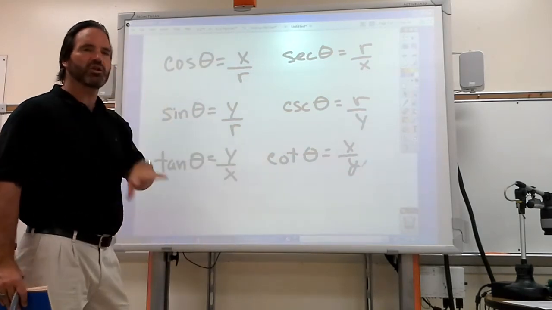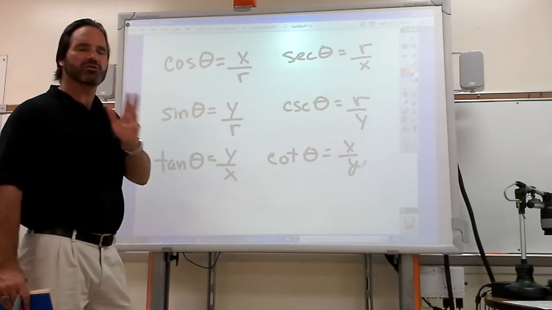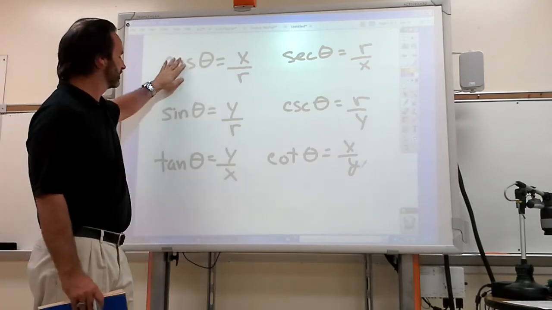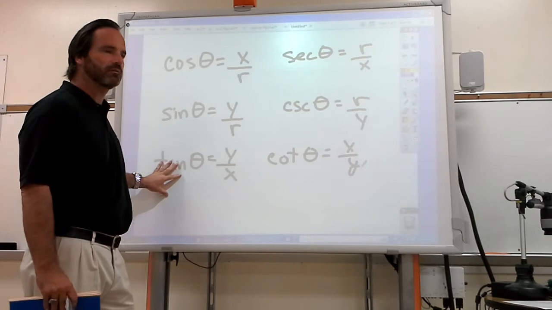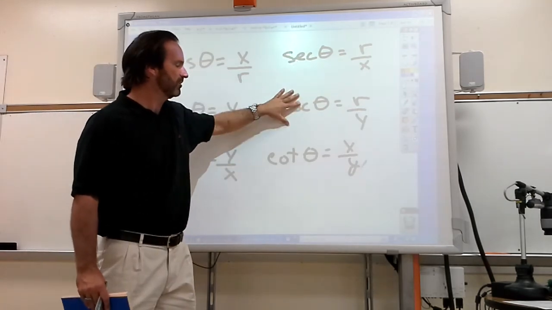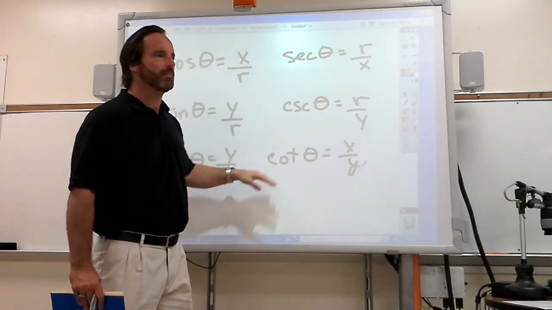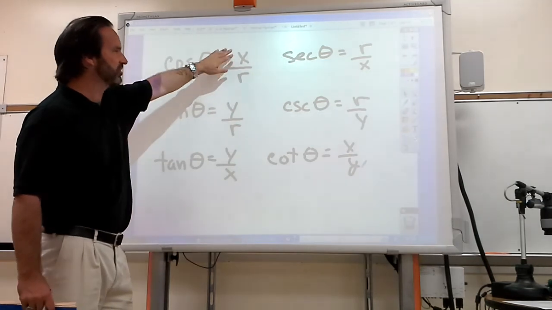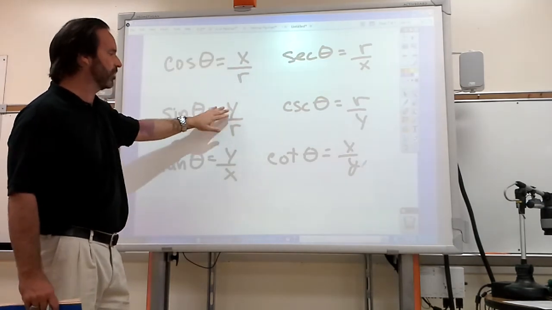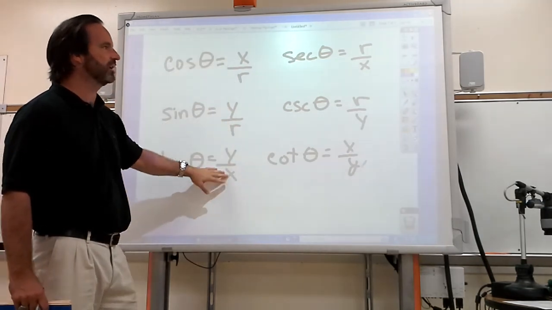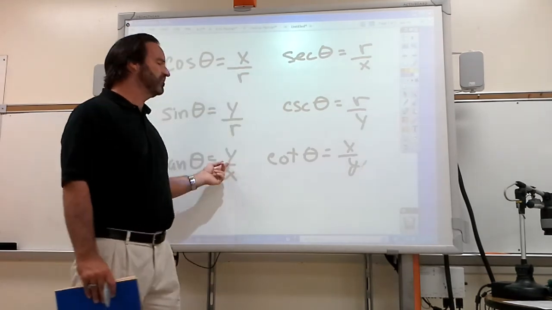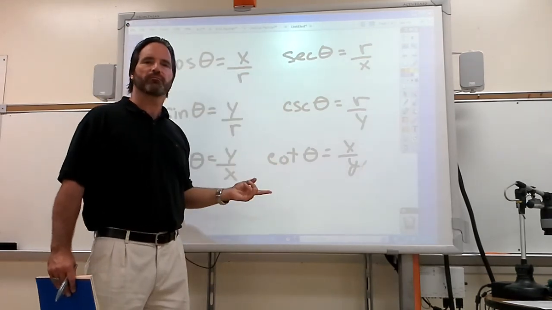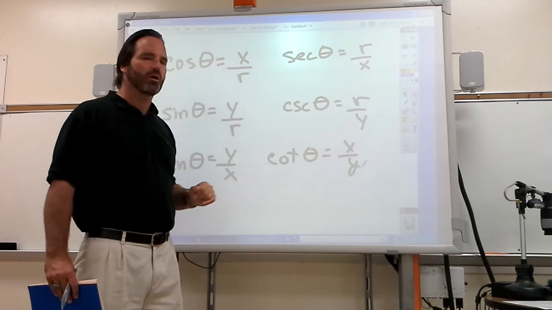We'll get more into the unit circle later, but here's your 6 trig functions. Cosine, sine, tangent, secant, cosecant, cotangent. Okay? Adjacent over hypotenuse, opposite over hypotenuse, opposite over adjacent, and then if you know these, you know these. We flip them. Okay? All right, that's it.